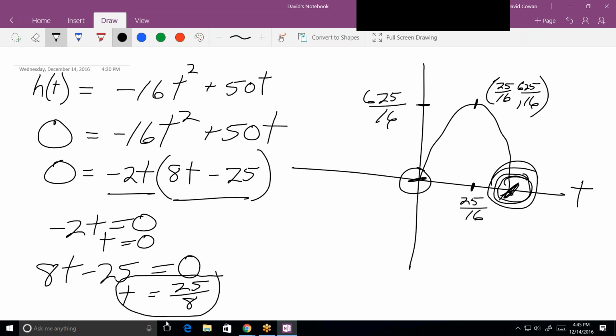And that makes sense. If it hits its peak at about 1.5 seconds, it should be in the air for a total of a little bit more than 3. All right. What else do they want to know? That's probably it. Okay.